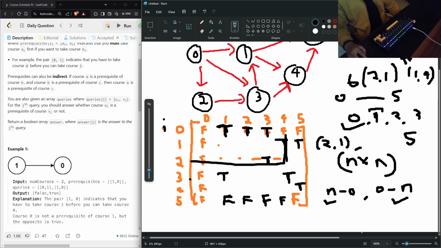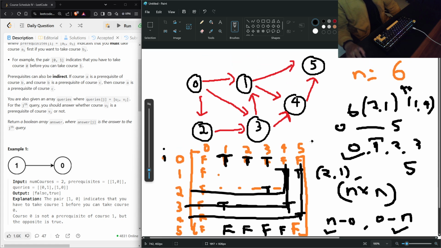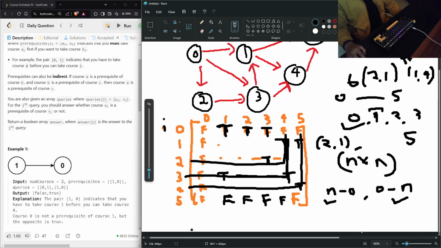If you look at the matrix, 3 and 4 are connected with each other via this. 3 and 4 are connected, and then again 4 and 5 are also connected. So this means that via node 4 we can reach 5. This is what I'm trying to say.